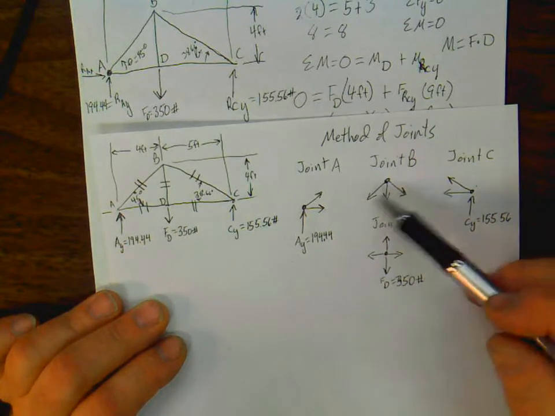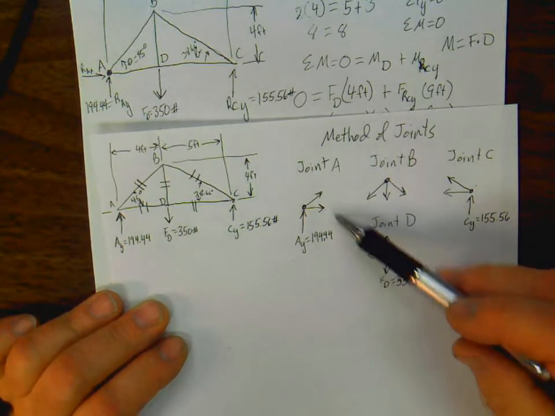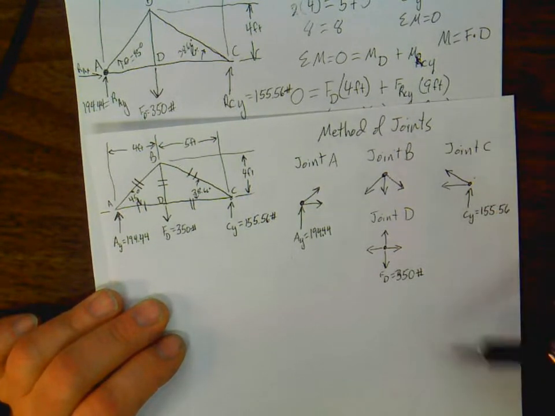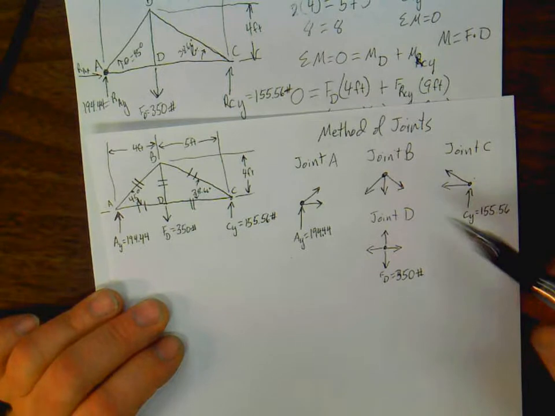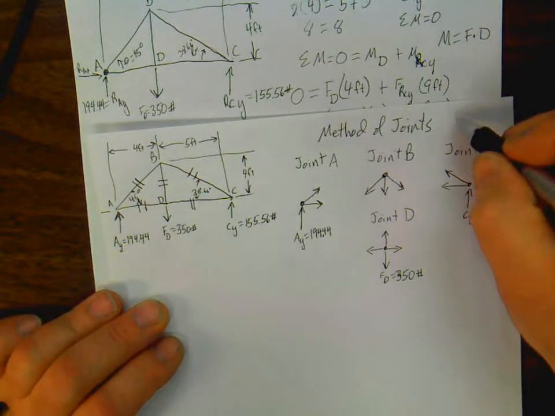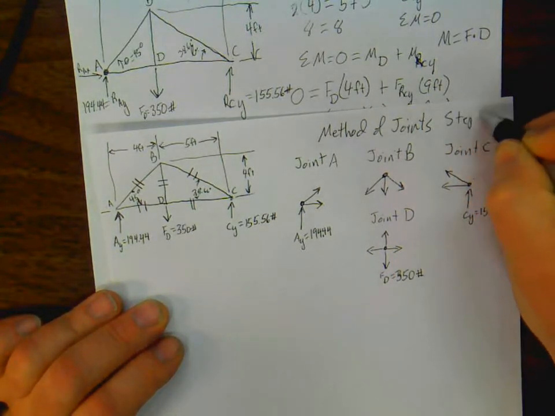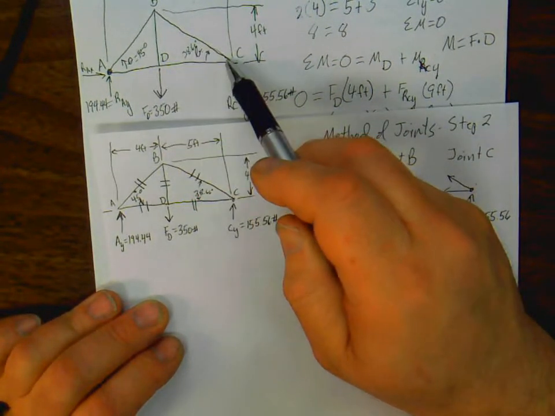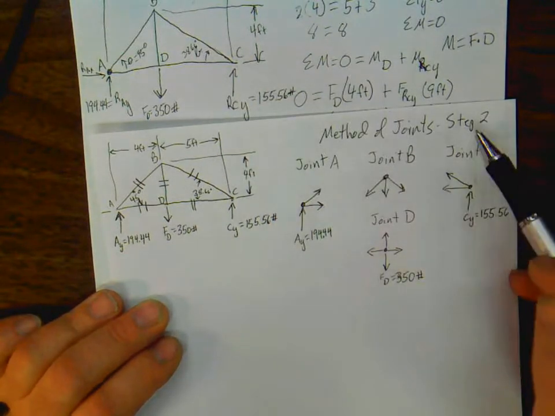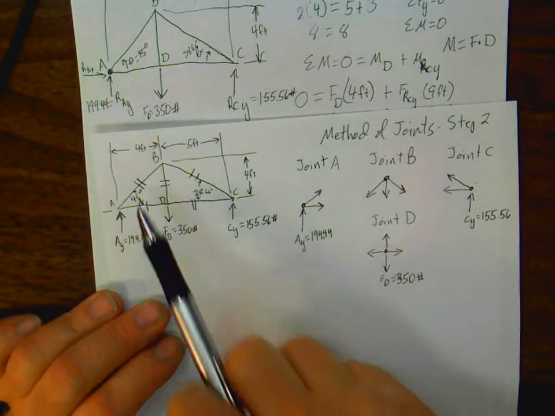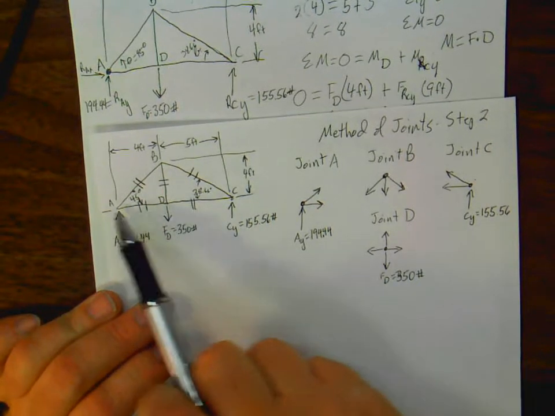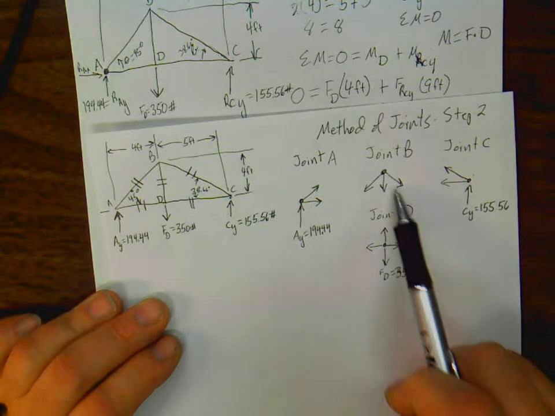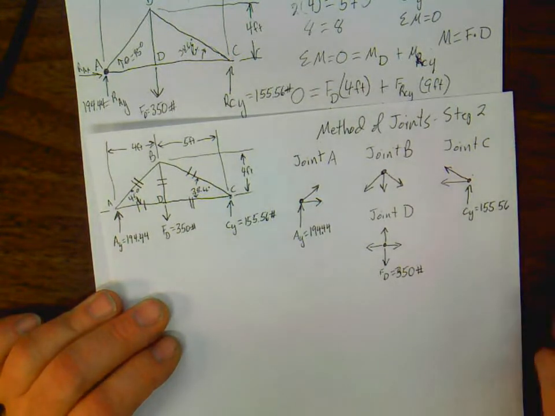This step is step 2. Step 1 was to go ahead and make sure that we had our degrees calculated out on it. Step 2 is to break apart the truss into the individual joints and redraw each joint as a free body diagram. So stay tuned for the next video as we continue our step-by-step method of joints to solve this truss problem. Thank you for watching.